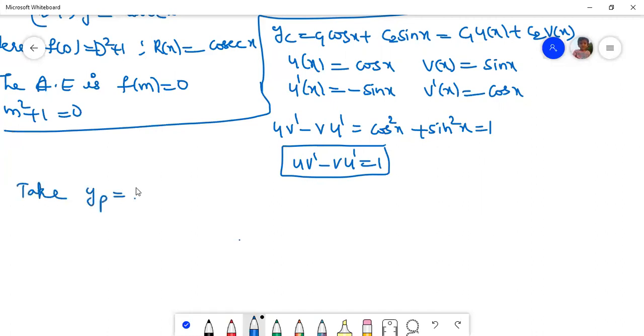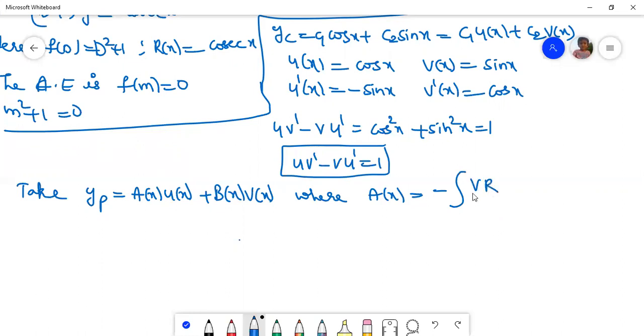Next, take yp equal to a(x)u(x) plus b(x)v(x), where a(x) is equal to minus integral v r dx by uv' minus vu', and b is equal to integral u r dx by uv' minus vu'.